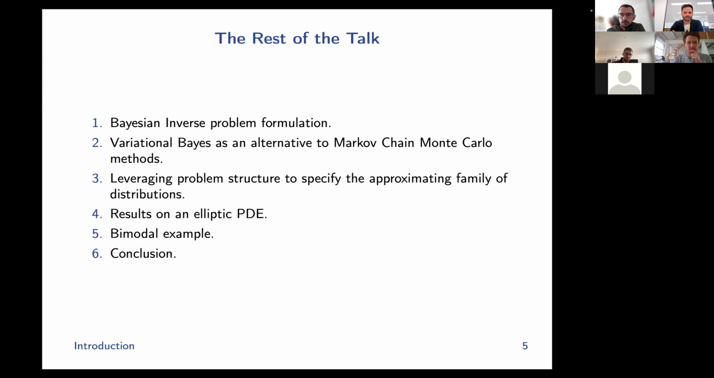So for the rest of the talk, we will very formally say what the Bayesian approach to inverse problems is. Then we will discuss variational Bayes as an alternative to MCMC, and then, as our main contribution, how leveraging the problem structure can make variational Bayes methods effective. We have some experiments on simple PDEs, and we also include a bimodal example, and then we conclude.